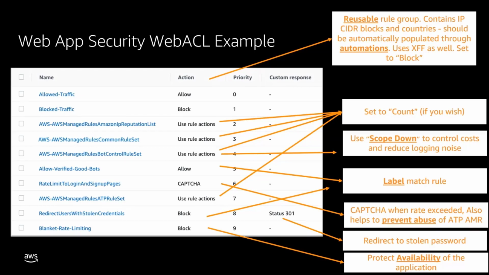After that, I have some common rule sets which offer protection from the top 10 OWASP. Consider using this kind of rule group for any AWS WAF use case. Then we have AWS WAF Bot Control, which is selectively enabled on some parts of my website for cost optimization.